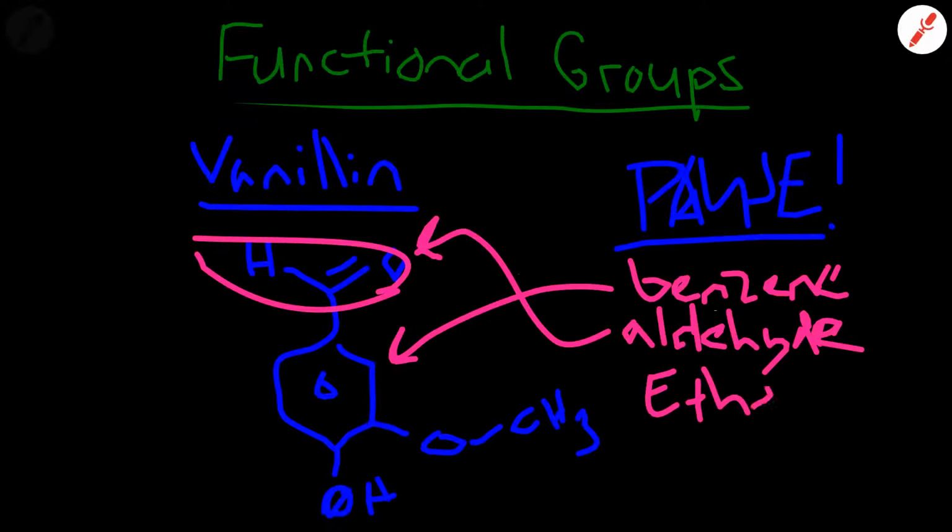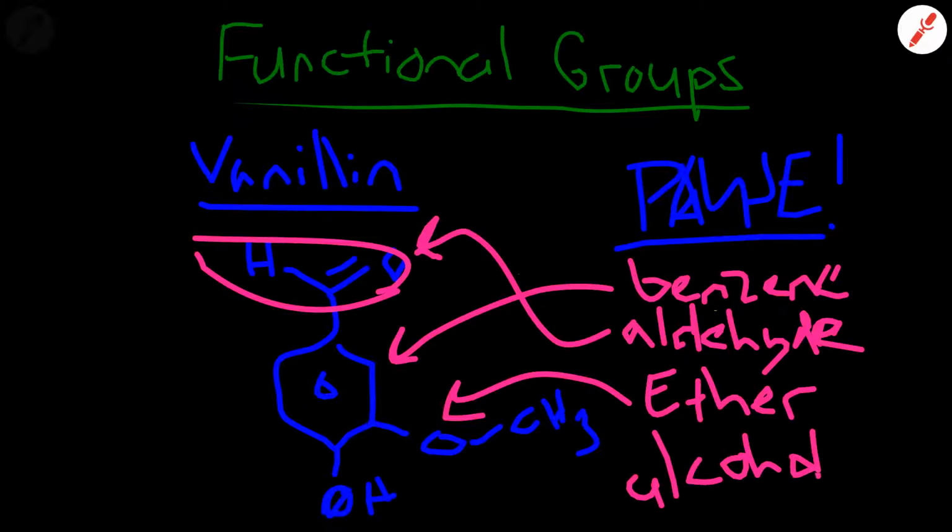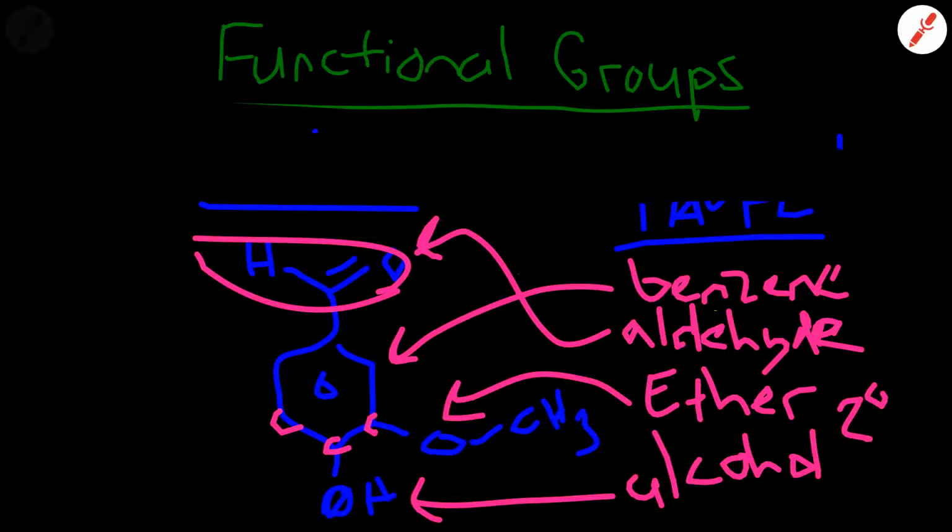We have an ether here, because we have an oxygen sandwiched between two R groups. And we also have an alcohol. And what kind of alcohol is that? I guess, again with the double ones, it makes it weird, but we call it a secondary, because we have our one carbon connected to two others. So, there's that. Let's erase these guys.